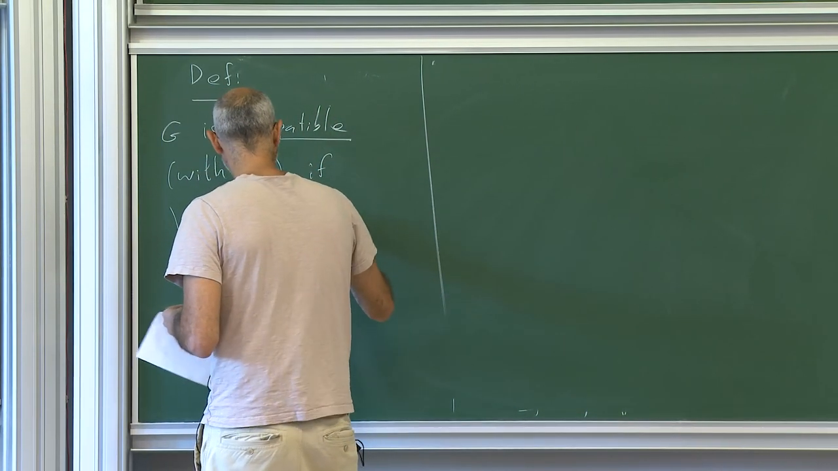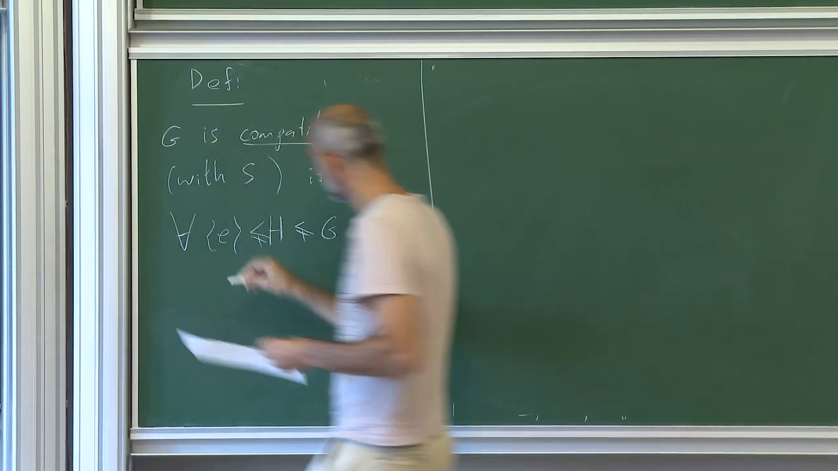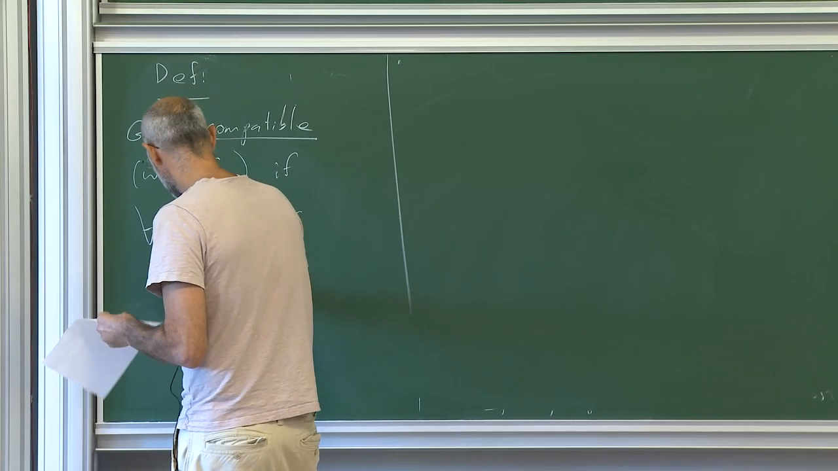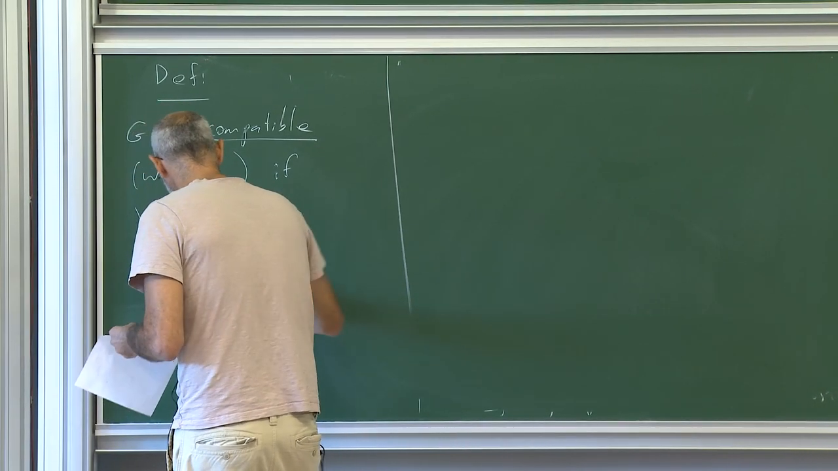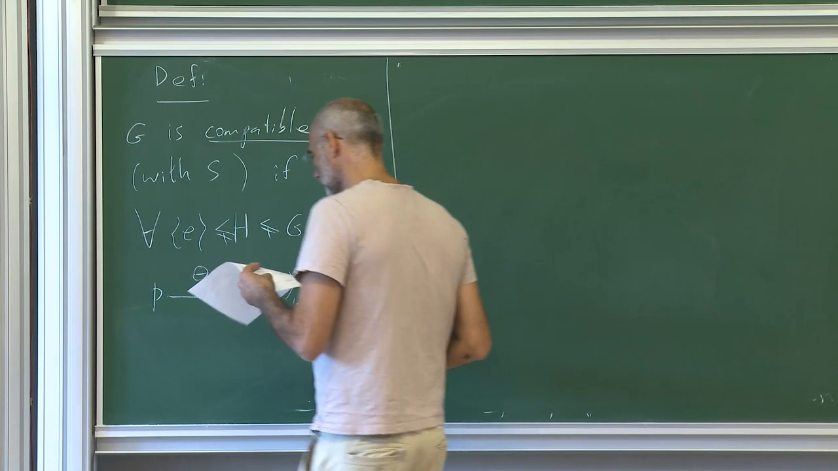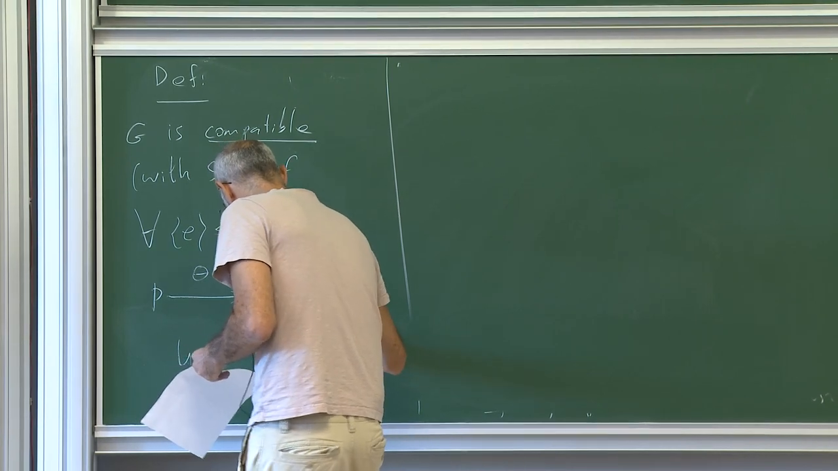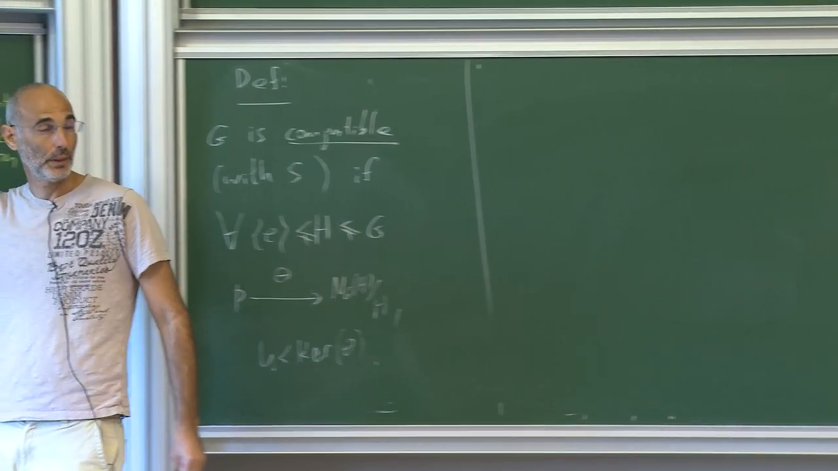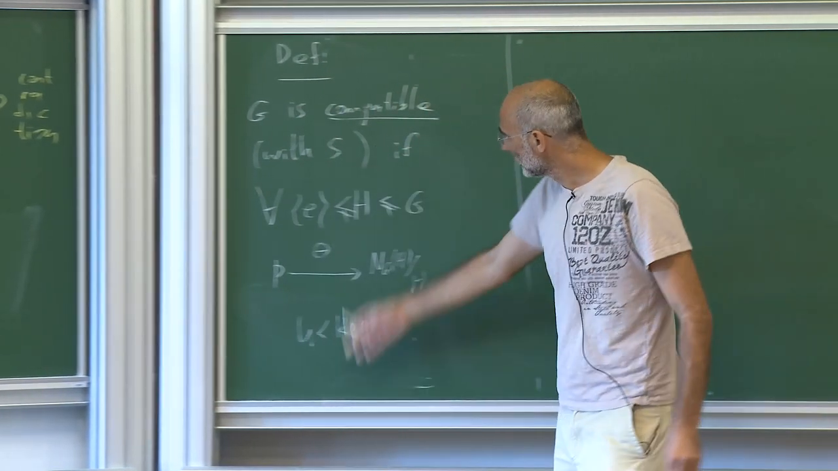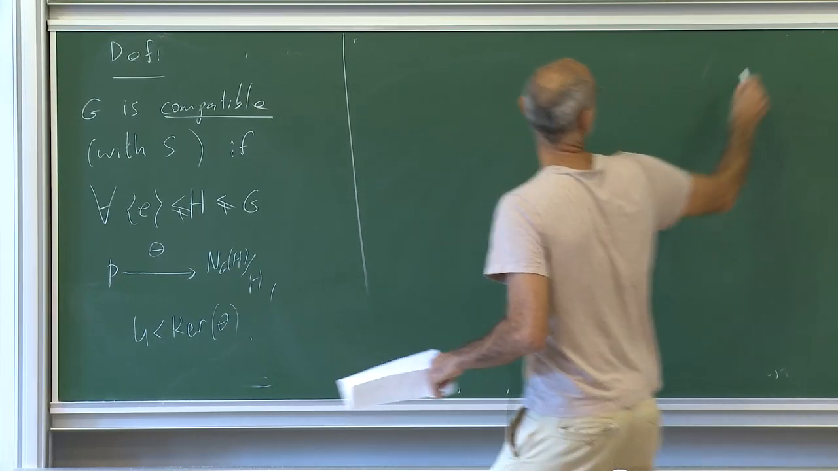for every H which is a non-trivial subgroup of G, and for every theta from P to the normalizer of H mod H, U is in the kernel of theta, like in the non-Archimedean case. This is trivial. This holds trivially, as I observed here. So I'll give it a name, for every E of this sort.